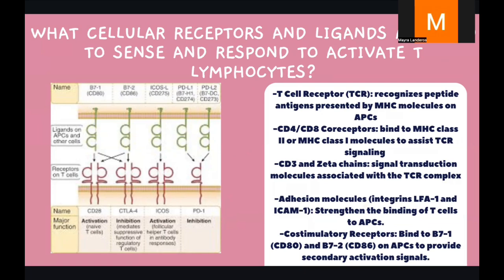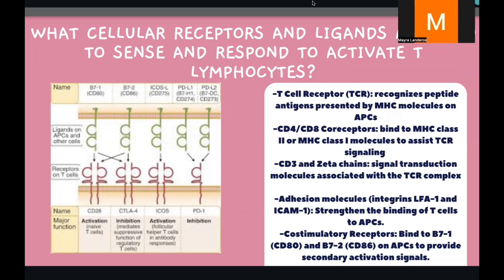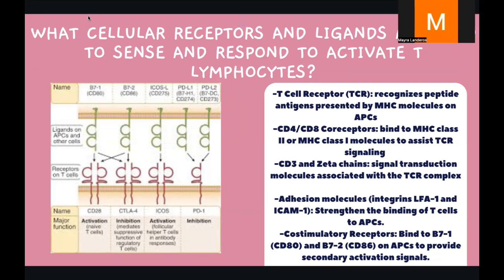What cellular receptors and ligands are used to sense and respond to activate T lymphocytes? T cell receptors recognize peptide antigens presented by MHC molecules on APCs. CD4 and CD8 co-receptors bind to MHC class II or MHC class I molecules to assist TCR signaling. CD3 and zeta chains are signal transduction molecules associated with the TCR complex. Adhesion molecules such as integrins LFA-1 and ICAM-1 strengthen the binding of T cells to APCs. Co-stimulatory receptors bind to B7-1 (CD80) and B7-2 (CD86) on APCs to provide secondary activation signals.